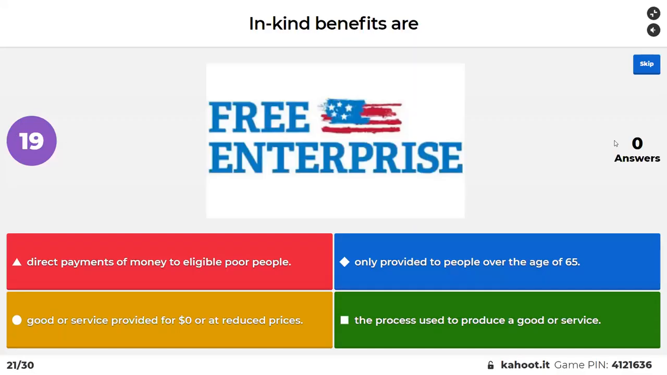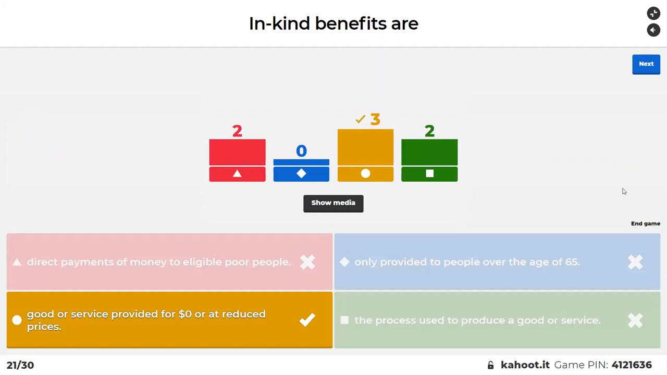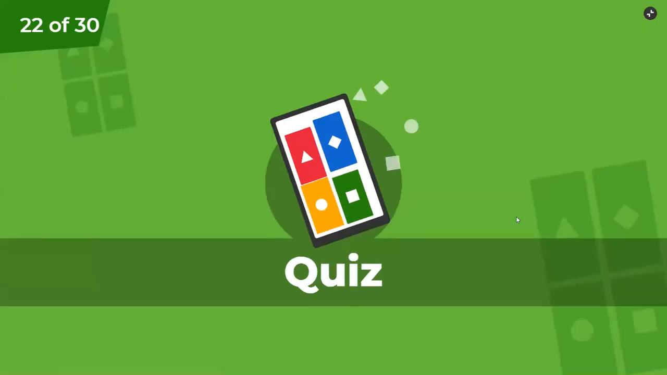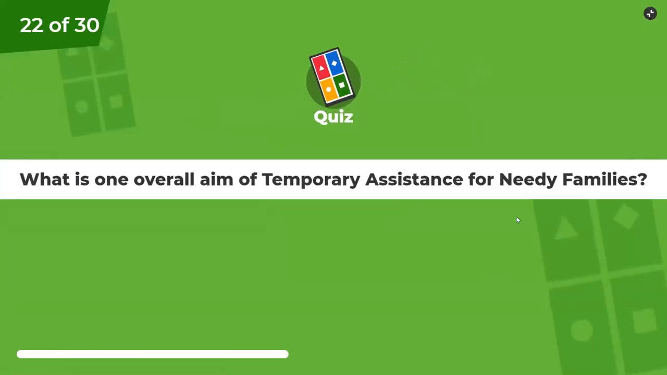In-kind benefits are a good or service provided for $0 or at a reduced amount, right? In-kind benefits generally don't involve full cash payments for the tax-supported safety net program.